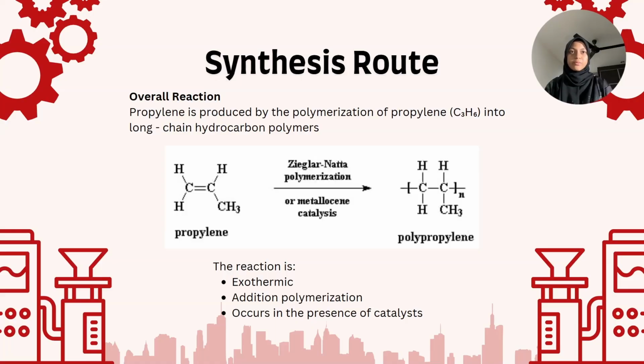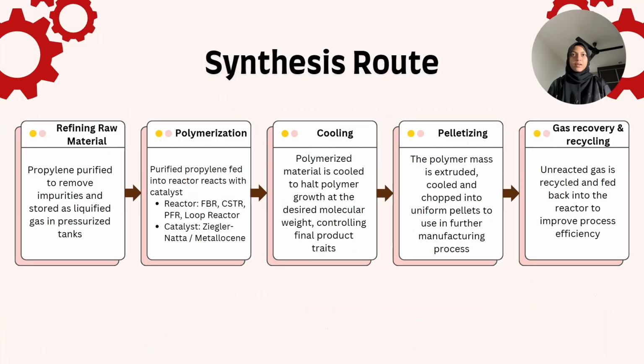This is the synthesis route for polypropylene. Polypropylene is produced by addition polymerization of propylene, an exothermic reaction that occurs in the presence of catalysts such as Ziegler-Natta or metallocene catalysts. The overall process starts with raw material refining, where propylene is purified and stored as a liquefied gas. It then undergoes polymerization in a reactor, followed by cooling to control polymer growth. And finally, the polymer is pelletized, while unreacted gas is recovered and recycled to improve efficiency.